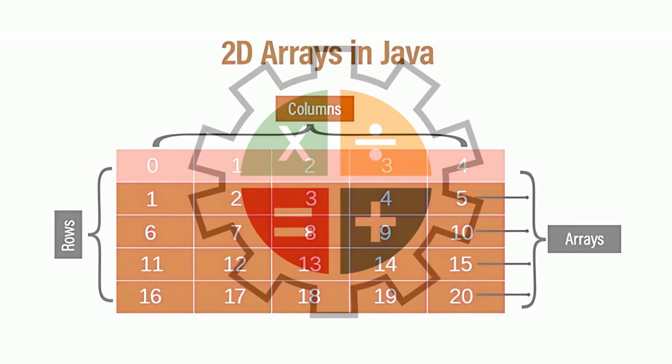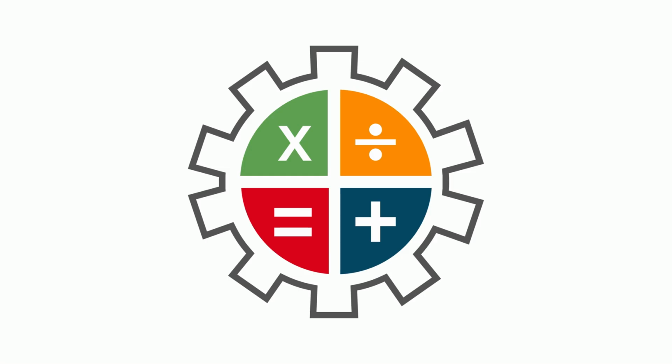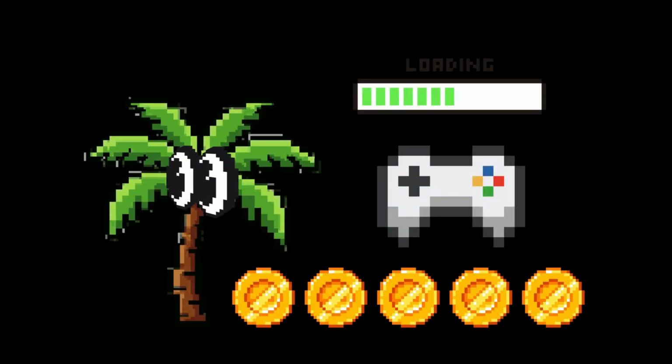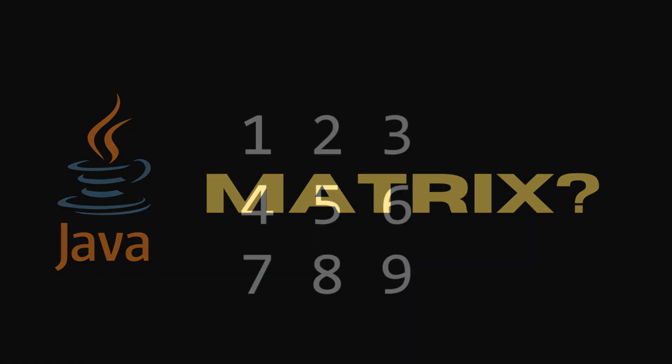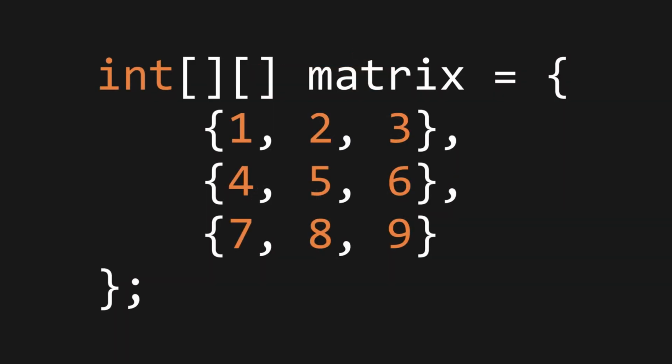But here we use it for things like math operations, additions, multiplications and even images. So what is a matrix? Imagine a grid of numbers 1, 2, 3, 4, 5, 6, 7, 8, 9. This is a 3 by 3 matrix, so 3 rows and 3 columns. In Java, it's just int[][] matrix = {{1, 2, 3}, {4, 5, 6}, {7, 8, 9}}.